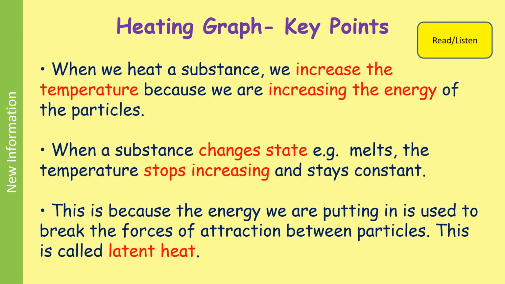These are the key points that the graph gives us. When we heat a substance, we're increasing the temperature because we're increasing the energy of the particles. When a substance changes state, for example, it melts from solid to liquid, the temperature stops increasing and stays constant. This is because the energy we are putting in is being used to break the forces of attraction between the particles. This is called latent heat.